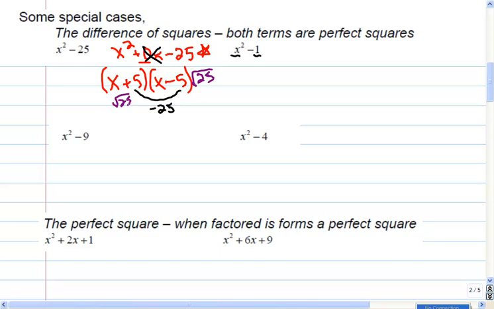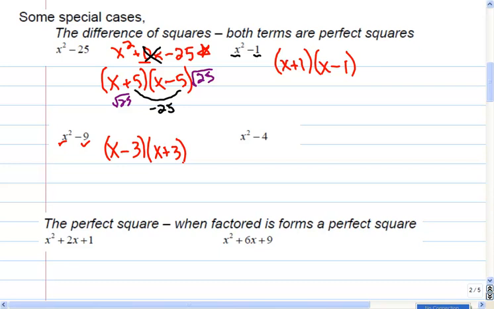So the pattern then becomes x plus 1, x minus 1, square root of 1. So we can do these ones really quickly if you recognize the pattern. X squared minus 9, that's a perfect square, that's a perfect square. So it's going to become x minus 3, x plus 3.